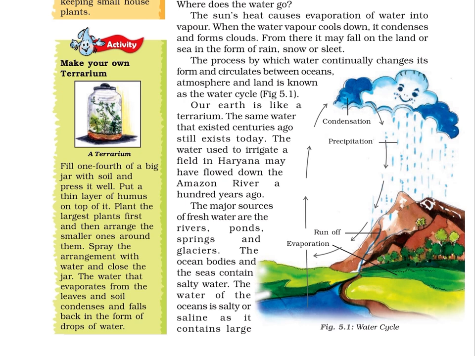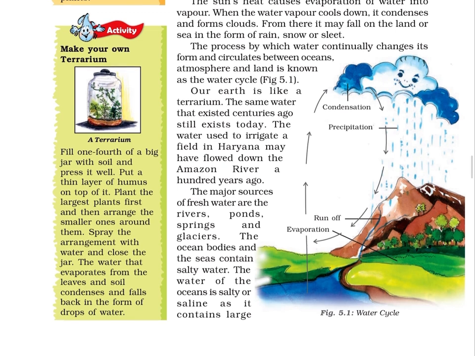Fill 1/4 of a big jar with soil and press it well. Put a thin layer of humus on top of it. Plant the largest plants first and then arrange the smaller ones around them. Spray the arrangement with water and close the jar. The water that evaporates from the leaves and soil condenses and falls back in the form of drops of water.